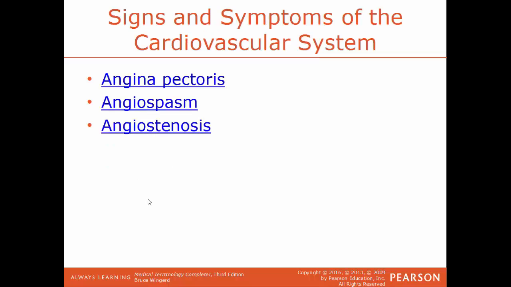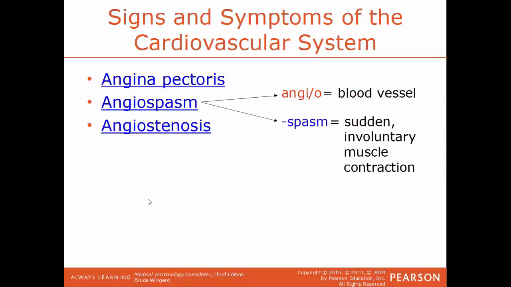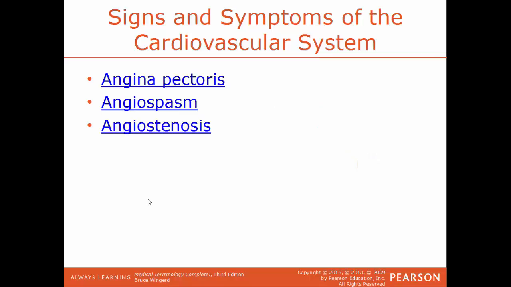All right, now we'll go over some signs and symptoms of the system. The first one, angina pectoris. This means having severe pain within the chest. Angina is a reference to pain. Pectoris is a reference to the chest. This is a very strong indicator of poor blood flow within the heart. Angiospasm, break that term down. Angio means blood vessel. Of course, spasm means a sudden involuntary muscle contraction. So this literally means a muscle contraction in a blood vessel. And the last term here, angiostenosis. This is the constriction or the narrowing of a blood vessel in general.